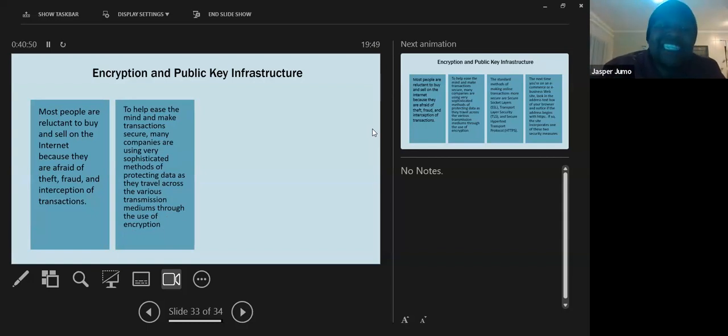Fraud, and interception of transactions, right? So now, to help ease the mind and make transactions secure, many companies are using very sophisticated methods of protecting data as it travels across the various transmission mediums through the use of what is called encryption.